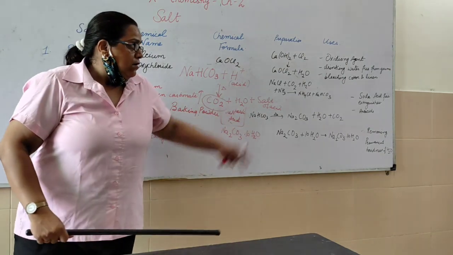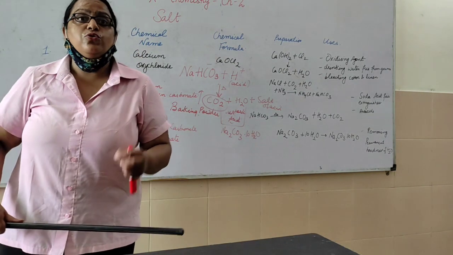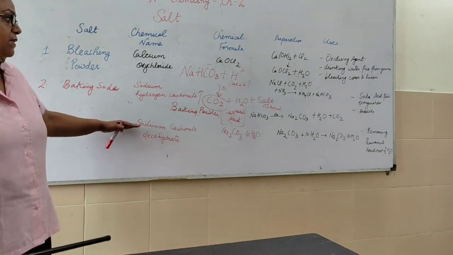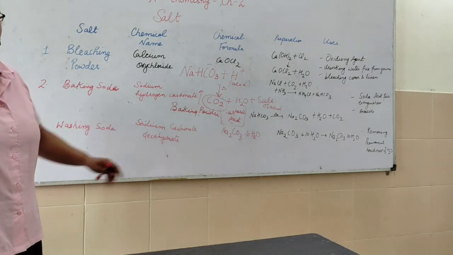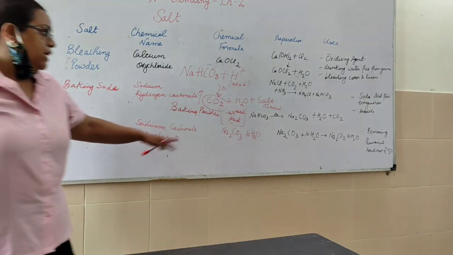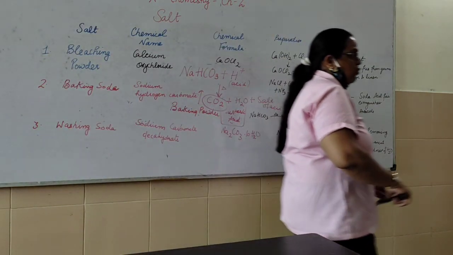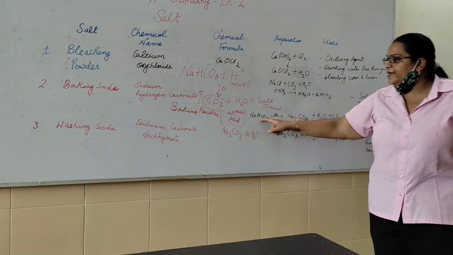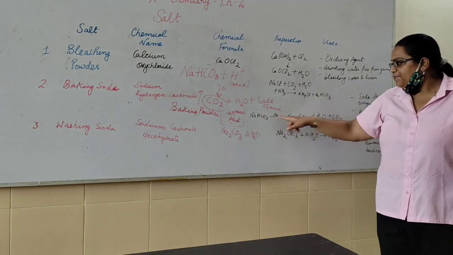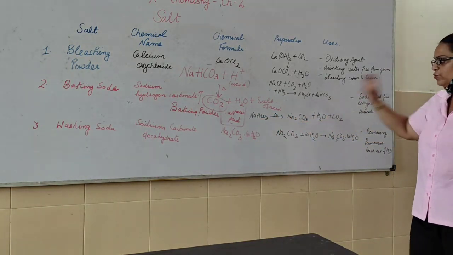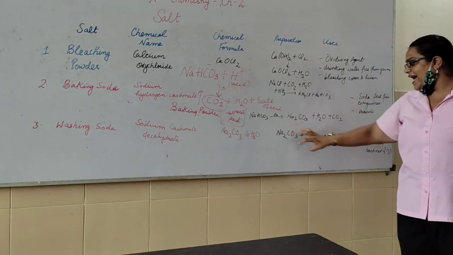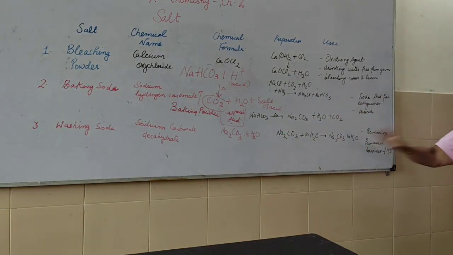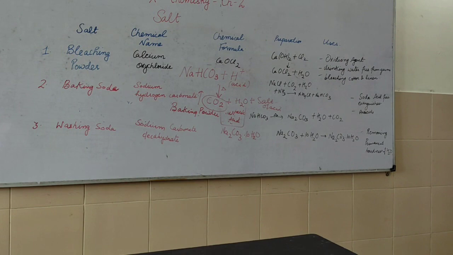Okay? Next, the last one, is washing soda. Washing soda is sodium carbonate decahydrate. Deca means 10 molecules of water. Na2CO3.10H2O. How do we prepare washing soda? If we heat sodium bicarbonate, sodium hydrogen carbonate, it forms Na2CO3 plus water plus CO2. This sodium carbonate reacts with water to form washing soda, Na2CO3.10H2O.